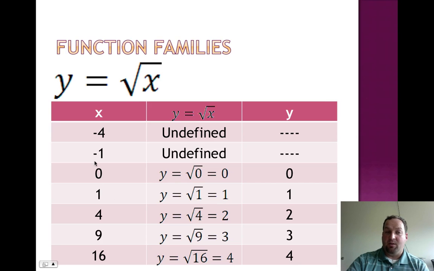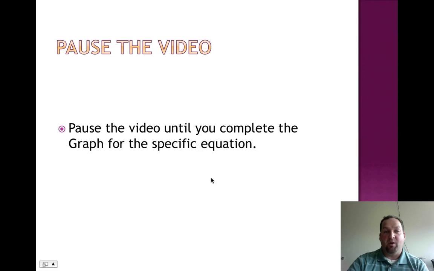If you notice, these numbers I chose for a special reason, and that's because they are all perfect squares. It's really easy to take the square root of a perfect square. So we do have some ordered pairs that we can plot here. Now's the time on the video to pause the video and plot your points so we can see what the graph of the function y equals the square root of x looks like. Go ahead and pause the video.